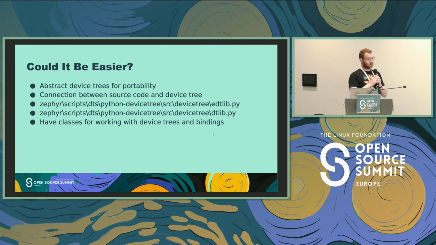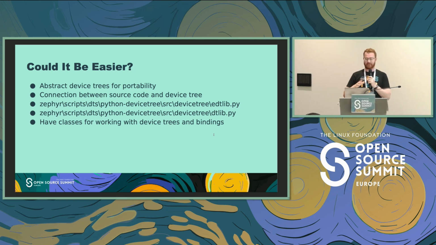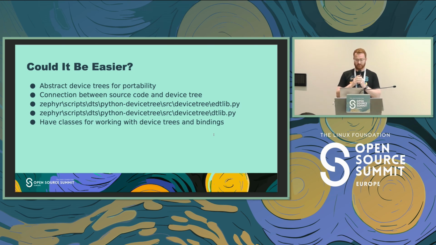So I'm still raising a question, which is, could it be even easier? Things like abstract device trees, or separating out some of these layers so that they're not specific to boards. There have been some good presentations at this conference about building real applications and having multiple revisions, for example, of the device tree, or having it work for boards and for the native simulator, which we want to work. I think it'd be good if we can get more connection between the source code that we're writing and the information that's in the device tree.